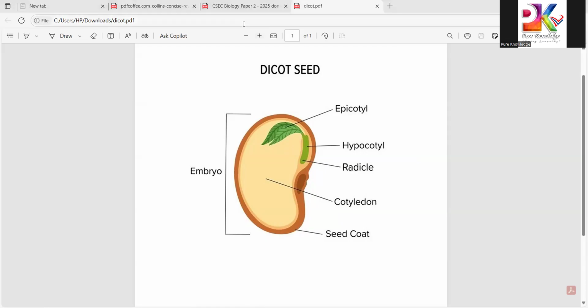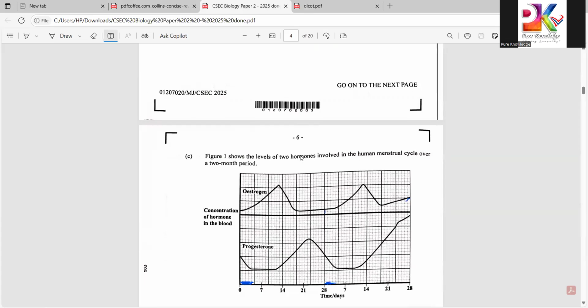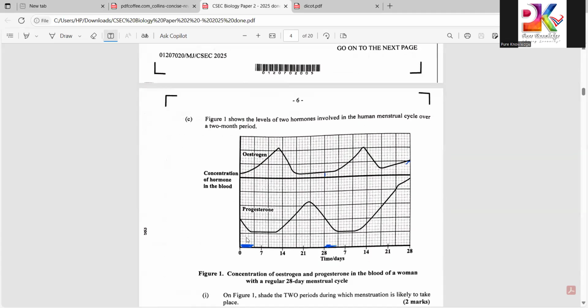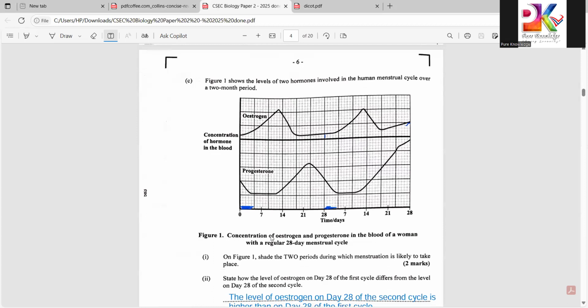Okay, moving on. Next question, we look at a diagram here that shows the levels of two hormones involved in the human menstrual cycle over a 2 month period. We have the estrogen and the progesterone. And make note, this is a 2 month period.